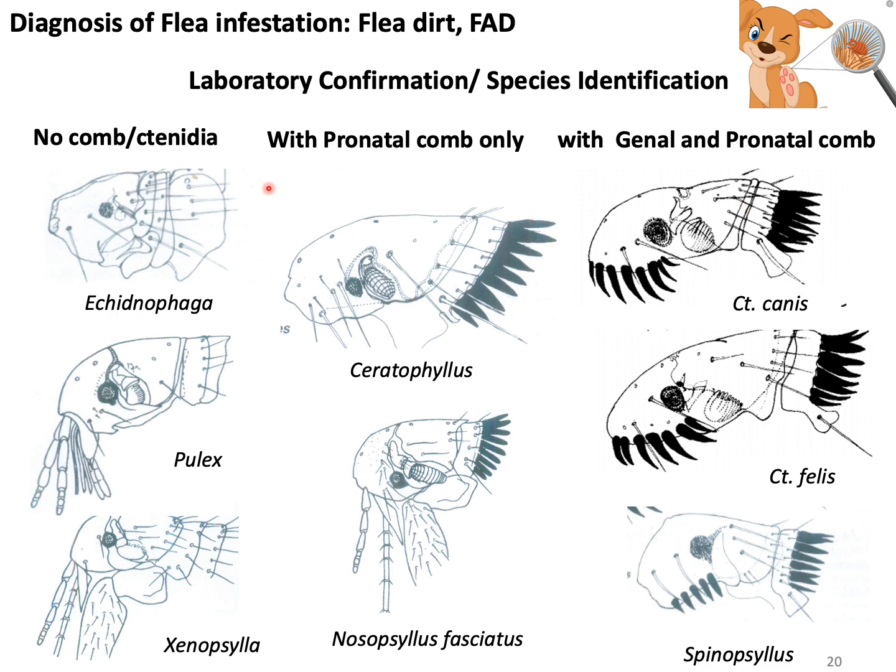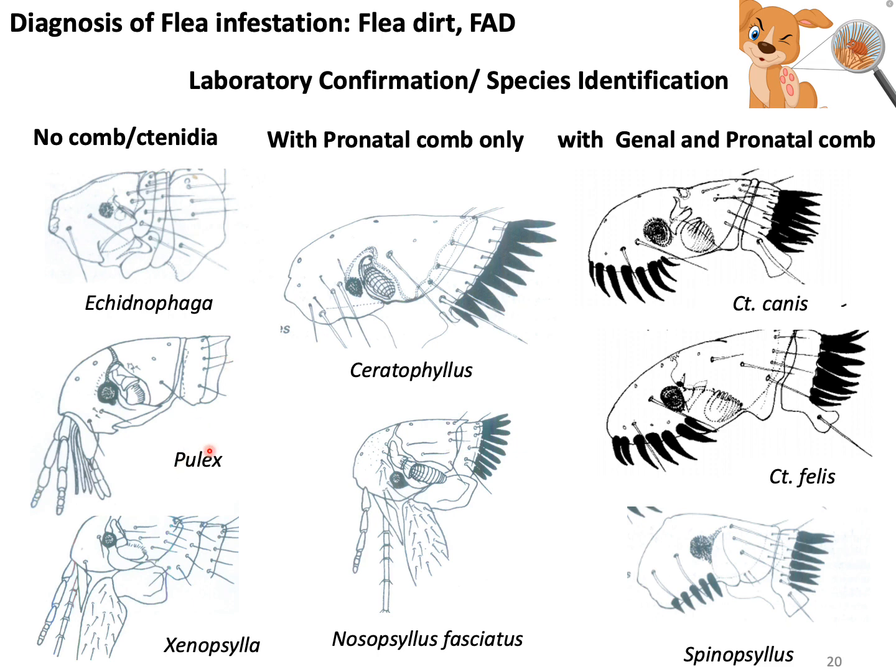So if we divide the flea in three groups, that is flea without comb or without ctenidia, so there will be Echidnophaga, Pulex, and Xenopsylla. Flea with pronotal comb only, so they are Ceratophyllus and Nosopsyllus fasciatus. And flea with genal and pronotal comb, so there could be Ctenocephalides canis, Ctenocephalides felis, and Spilopsyllus. But you can identify based on different characteristics.